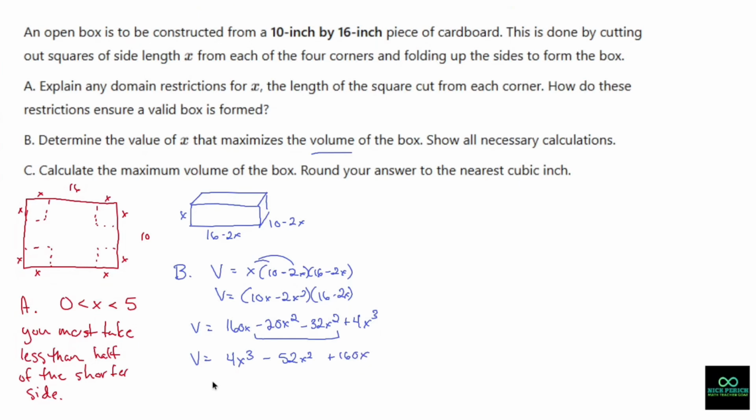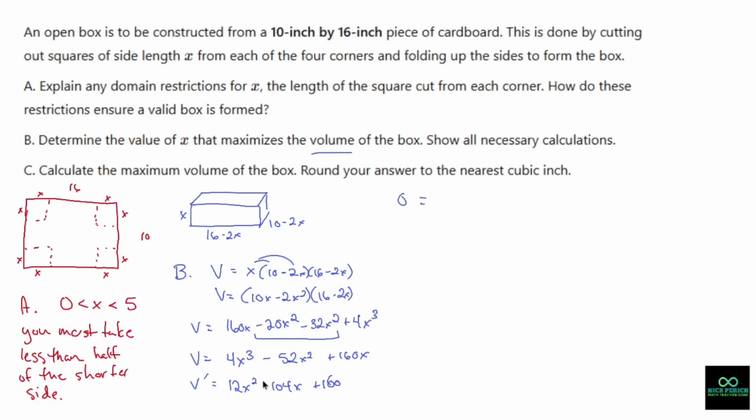Now what I need to do is take the derivative and set it equal to 0. So V prime equals the derivative of 4x cubed, which is 12x squared. The derivative of negative 52x squared is negative 104x. And then the x just drops away, leaving 160. Let's move that up here. Set it equal to 0.